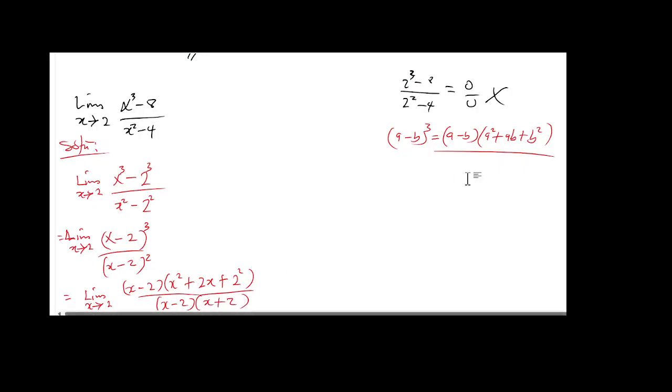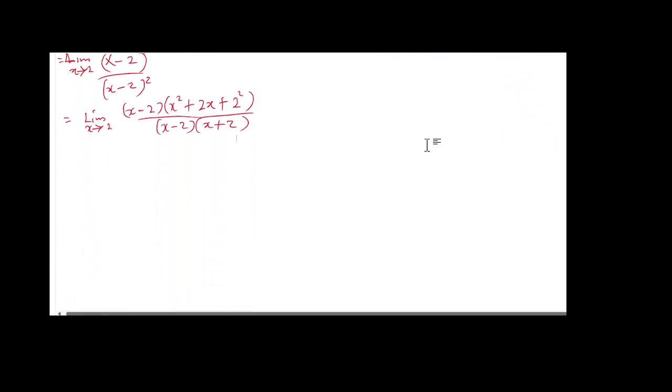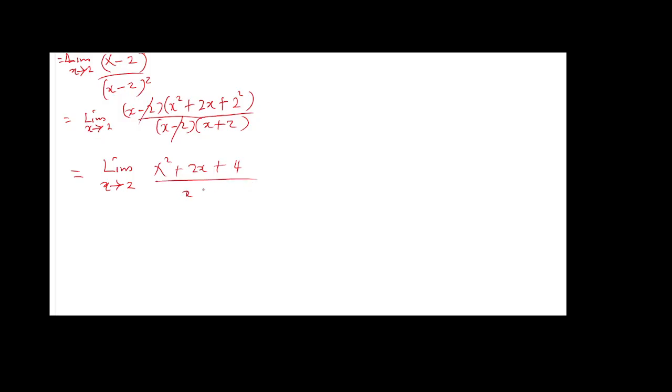If we go further to expand this, we are going to have that these can cancel out, so that what we have left will be the limit as x approaches 2 of x squared plus 2x plus 2 squared, which is 4, all over x plus 2.